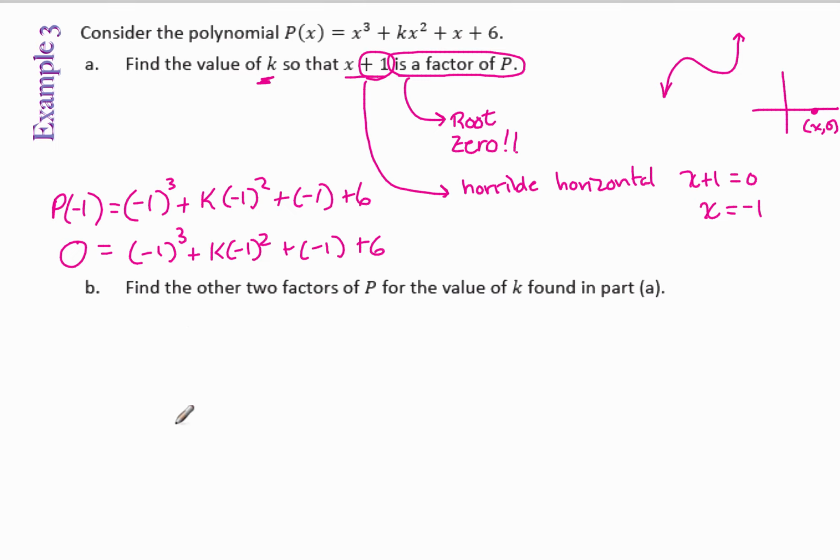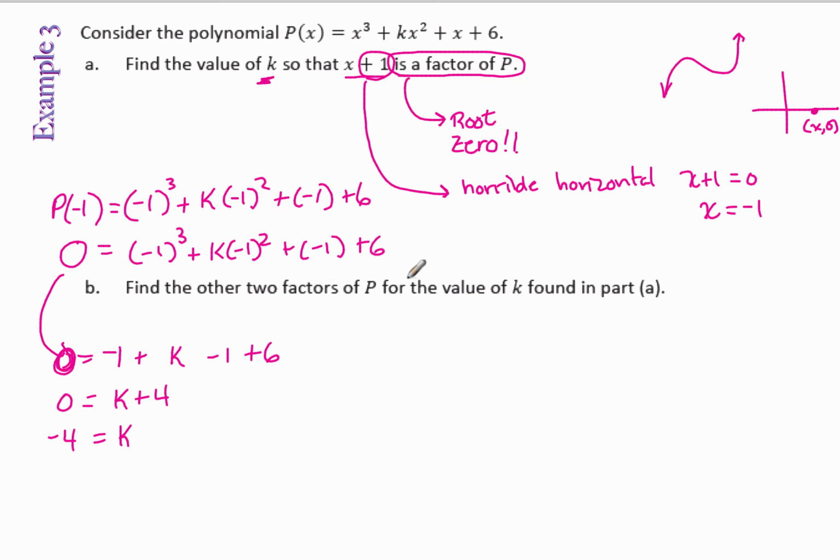So now the math beyond that is very simple. Negative 1 cubed is negative 1. Negative 1 squared is 1, so that's going to be k. Negative 1 plus 6, and I want that to equal 0. Negative 1 plus negative 1 is negative 2. Negative 2 plus 6 is 4. So k has to be negative 4.